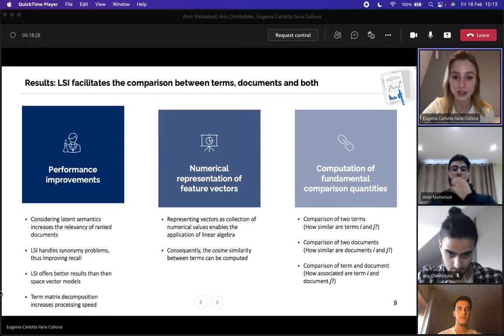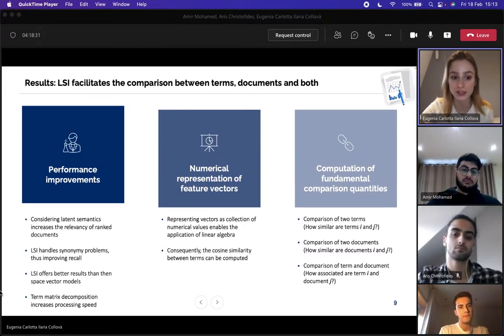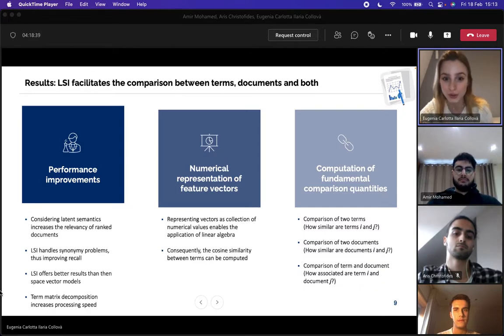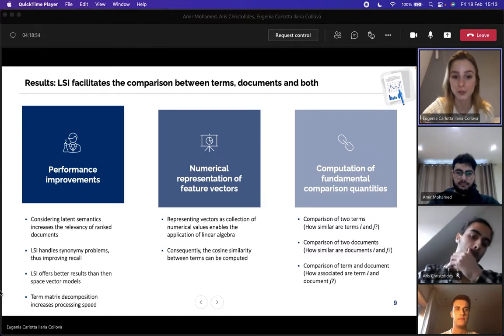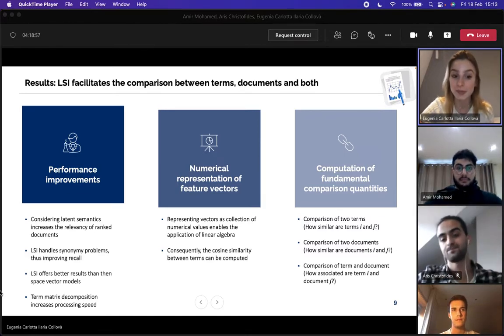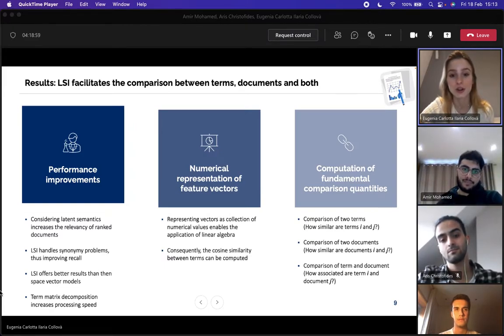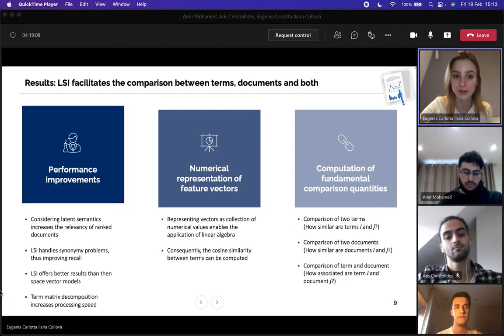extend the level of information carried in the keywords with the feature vectors describing the characteristics of the words in question. These feature vectors can be described as a semantic representation of the words to which they are associated. In the next step, and this is where the magic happens, the feature vectors are transformed into numerical representations, which then allow us to perform linear algebraic operations on the obtained matrices. Last but not least, this numerical representation of feature vectors enables the computation of fundamental comparison quantities such as word-to-word, document-to-document, or even word-to-document comparisons.